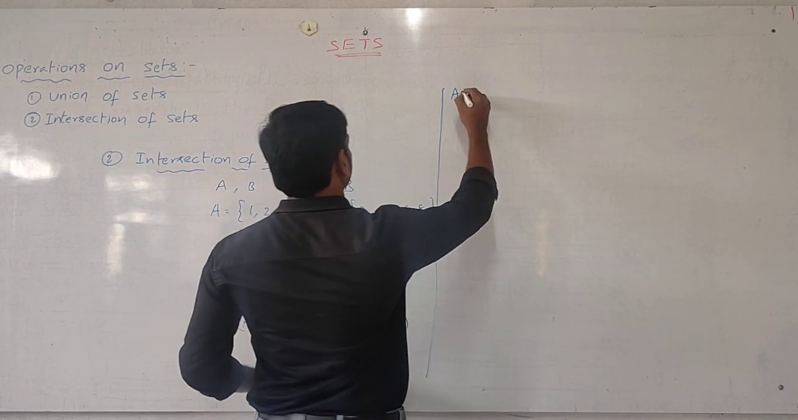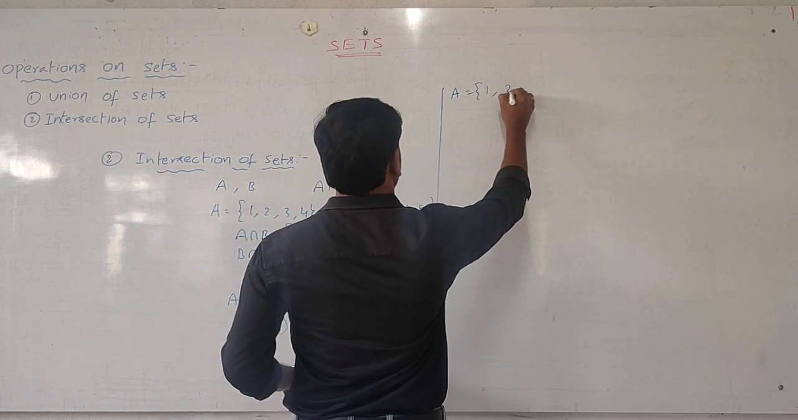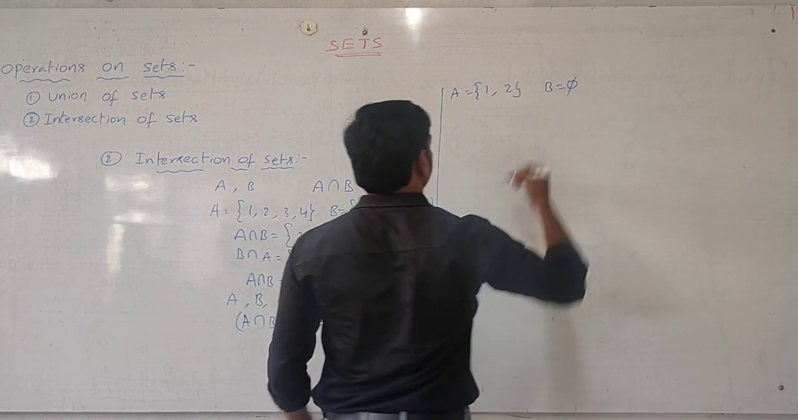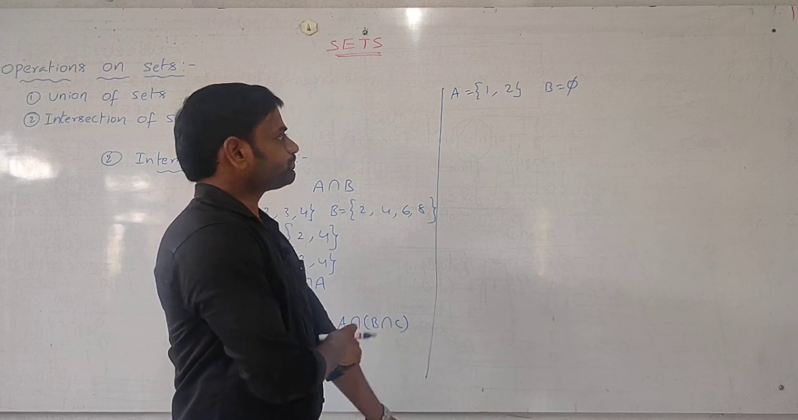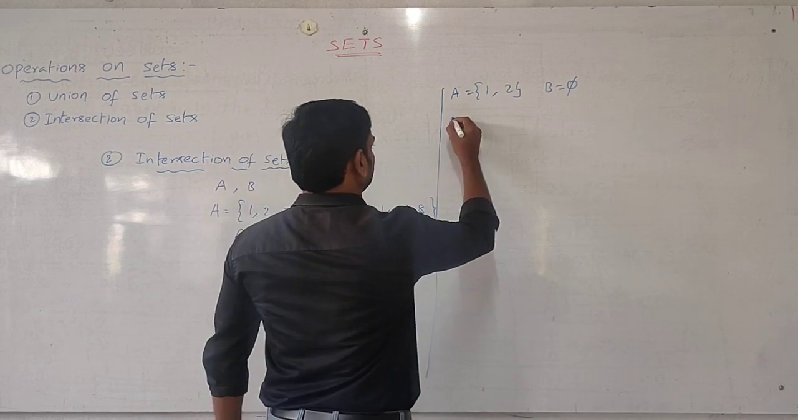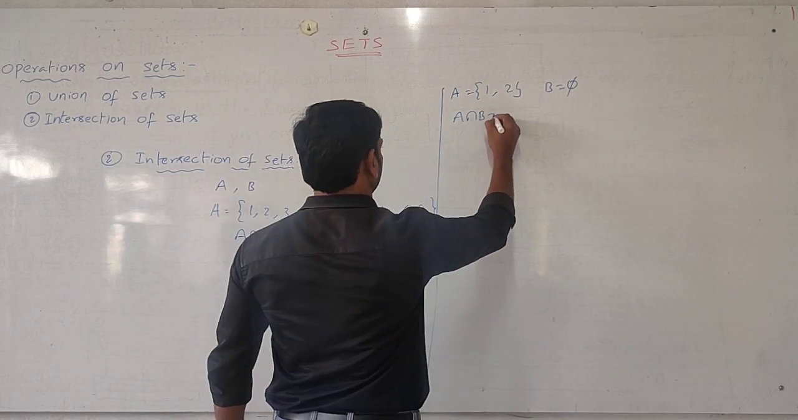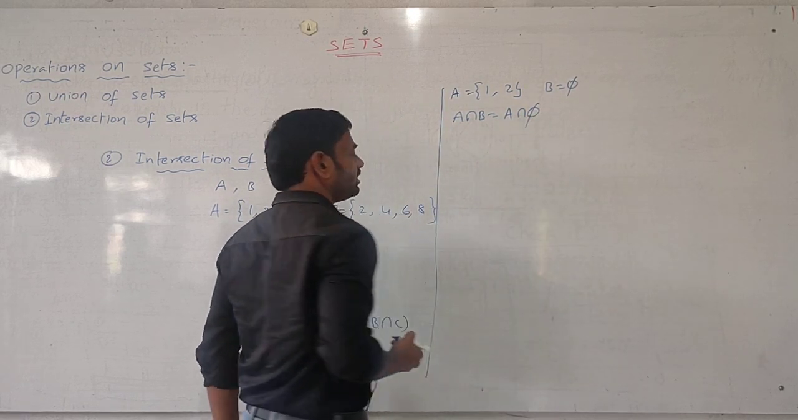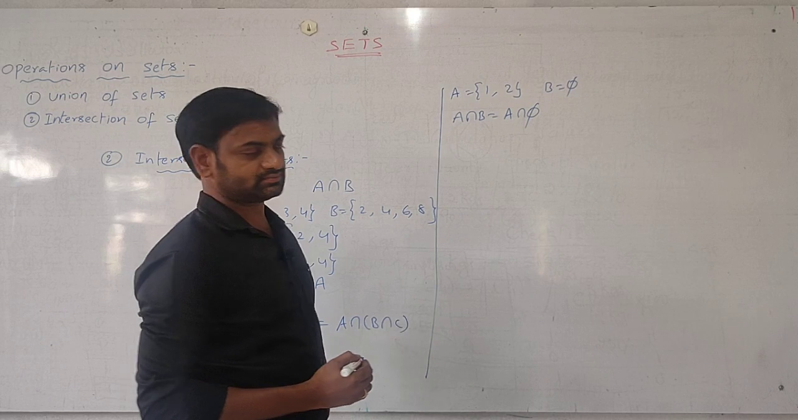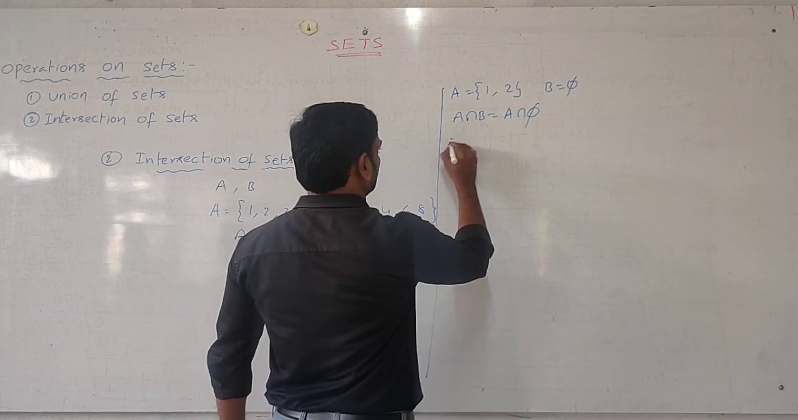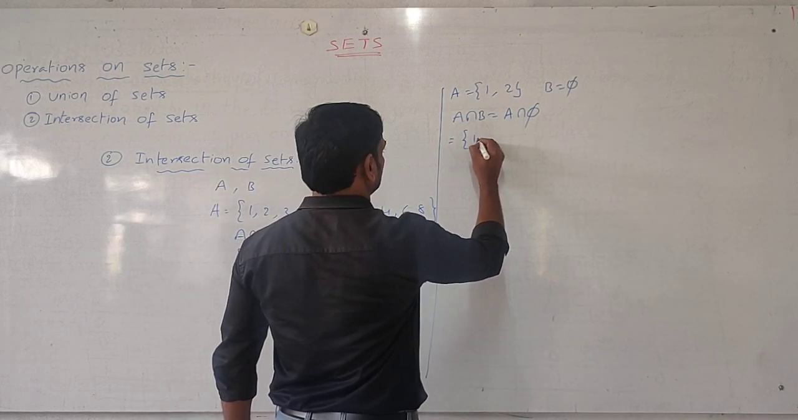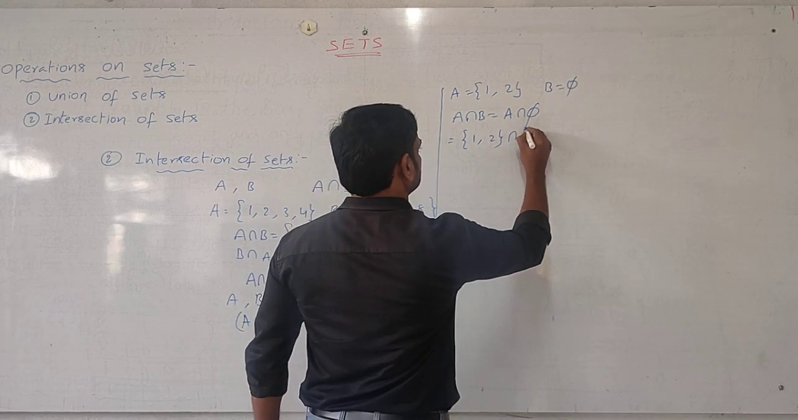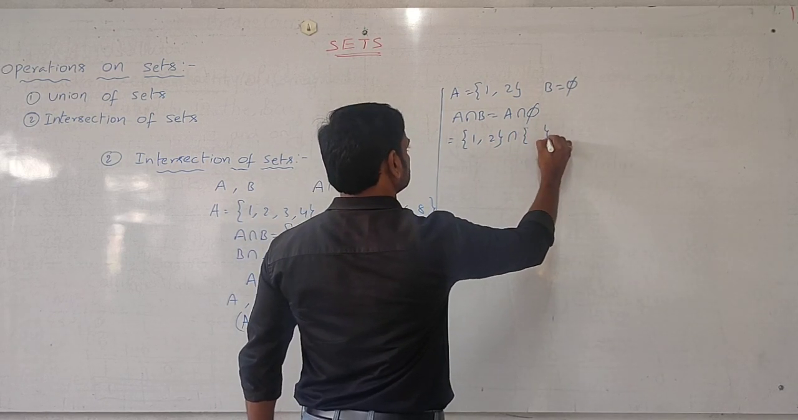Suppose here I am taking A set is 1 comma 2 and other set B equal to phi, empty set. Now what is A intersection B? A intersection, what is B means? Phi, that means empty set. So what is A? A is 1 comma 2. Intersection. What is phi? It is empty set.